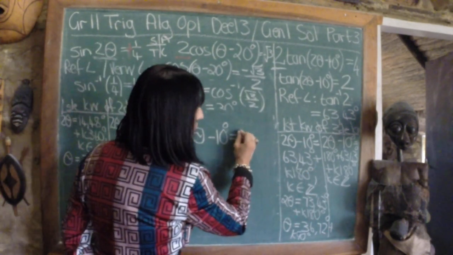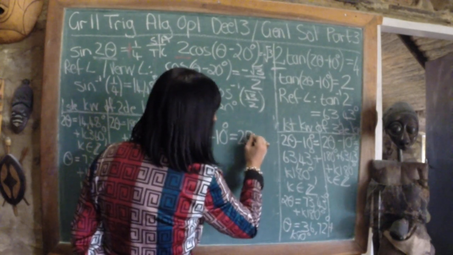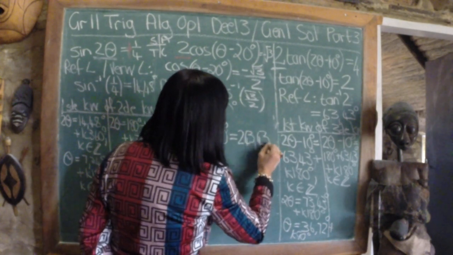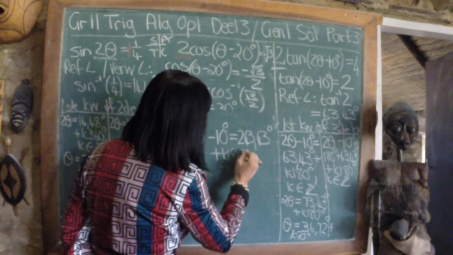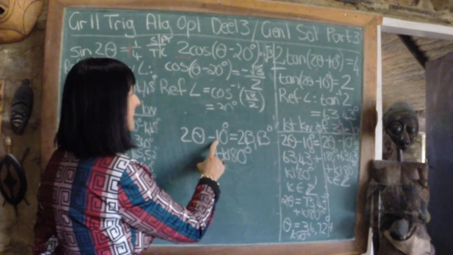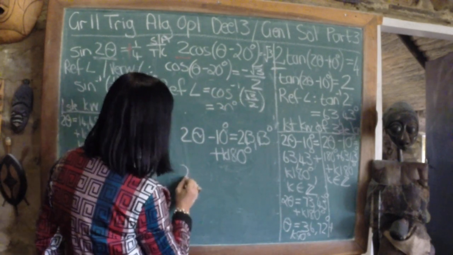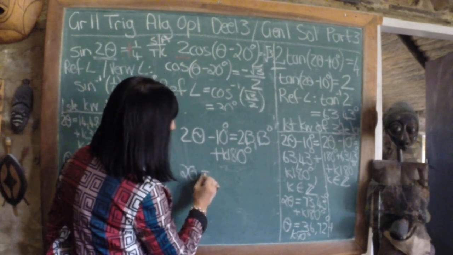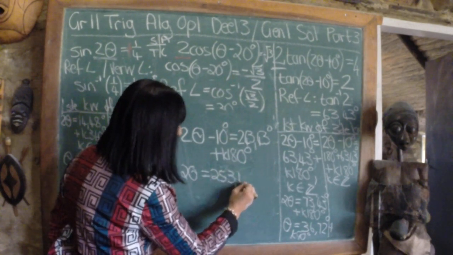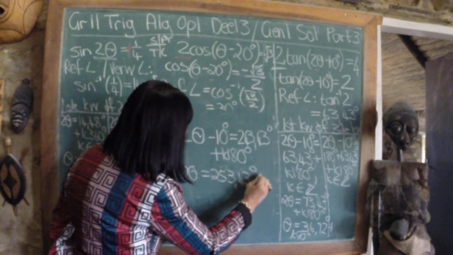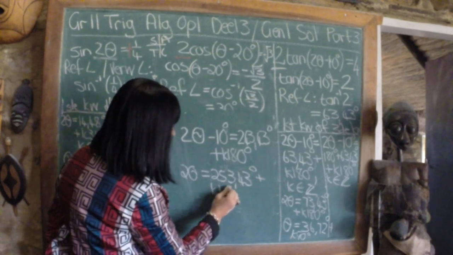It's going to be 243,43 degrees plus k times 180. Now we can take the 10 degrees to the other side of the equals to. So it becomes a plus. So it becomes 253,43 degrees plus k times 180 degrees.